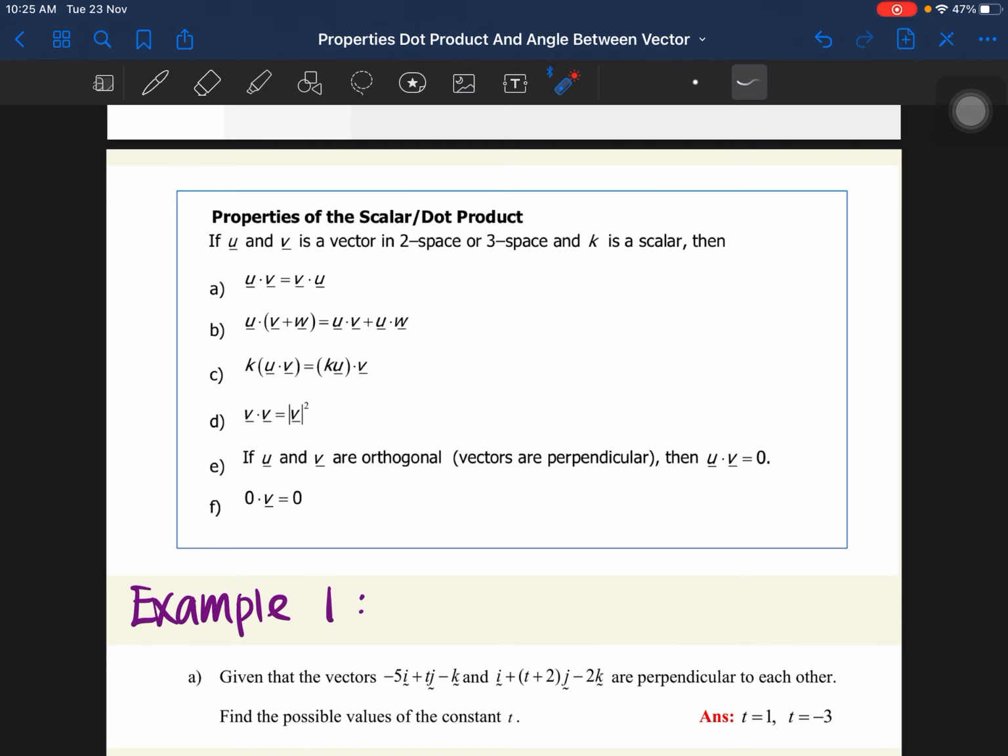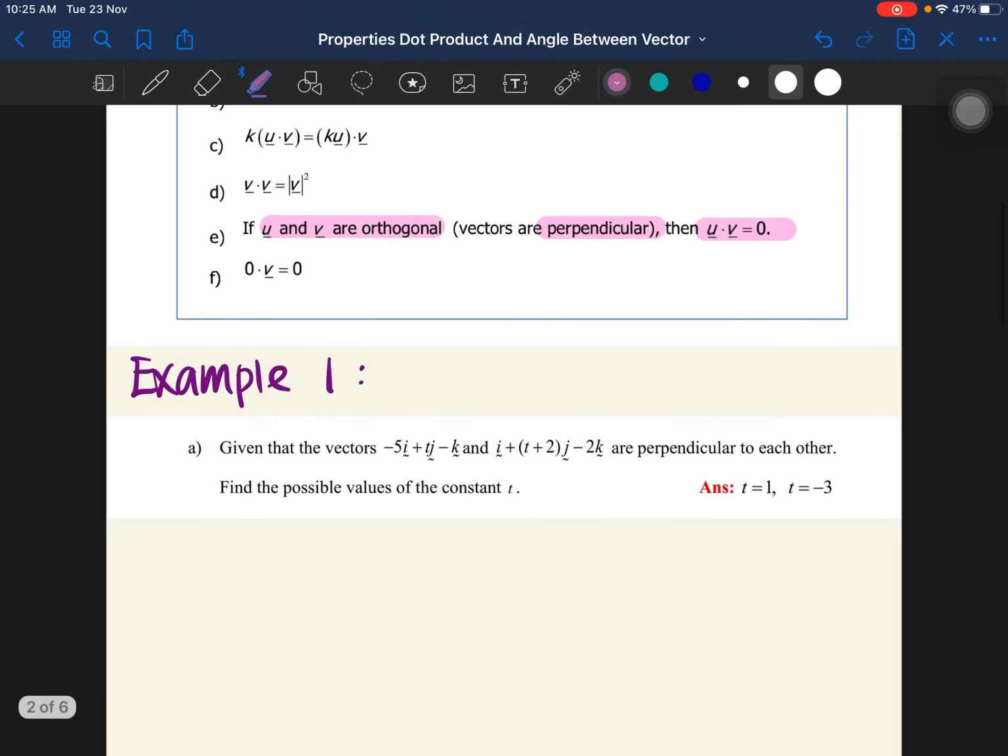So if u and v are orthogonal, or vectors are called perpendicular, then by using properties of dot product, we know that the dot product between these two vectors is equal to 0. Okay, so this one is important. So when two vectors are orthogonal, or sometimes we call it perpendicular, then the dot product is equal to 0.